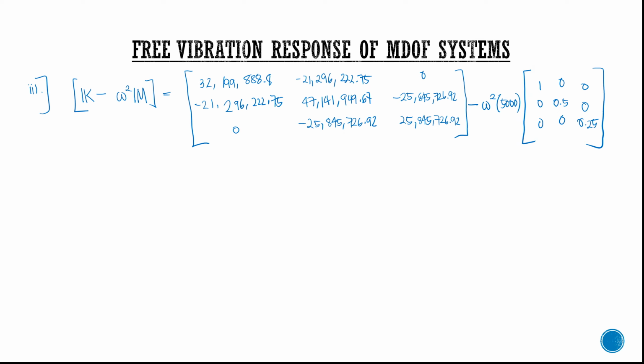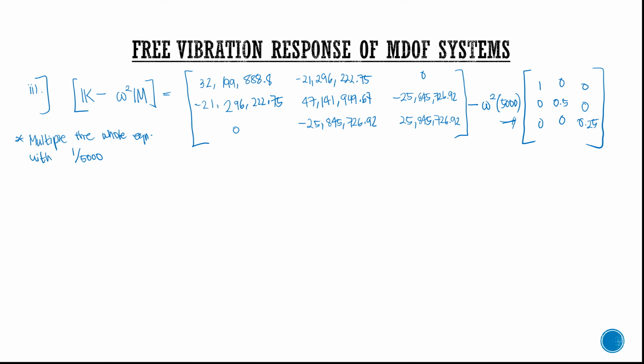If you notice, there is a 5,000 that was being factored out from our mass matrix. Now, in this given operation, we can divide the whole equation by 5,000. So we can multiply the whole equation with 1 over 5,000. We can use this one.